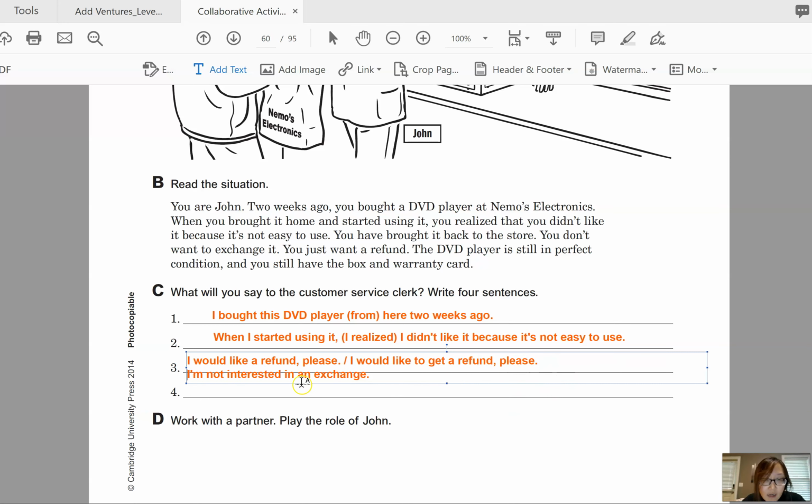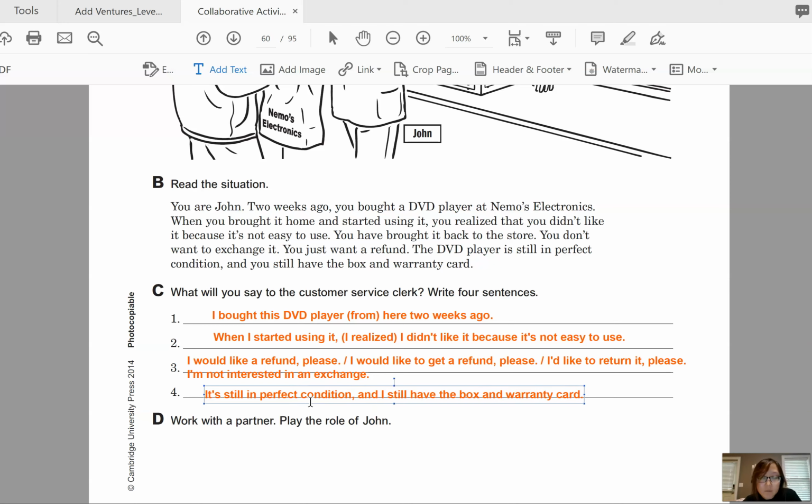That way you know that you can include this if you want to add it after saying that you would like a refund. You could also say, I'd like to return it, please. Okay, so these are all polite. And then at the end, you could say, it's still in perfect condition. Okay, and I still have the box and warranty card. So these are things that John might say based on this paragraph.